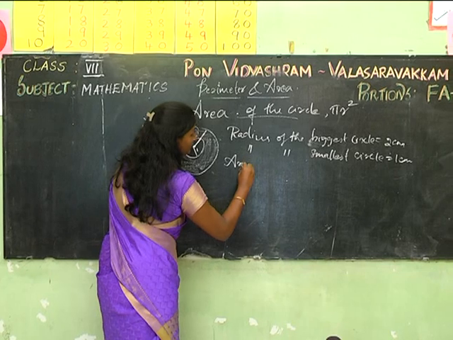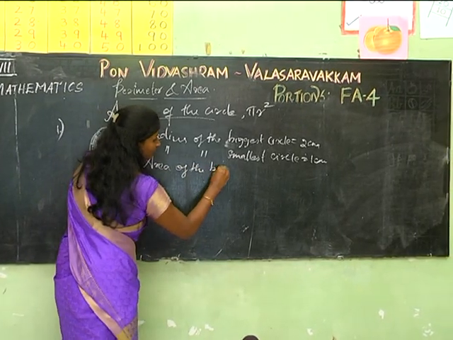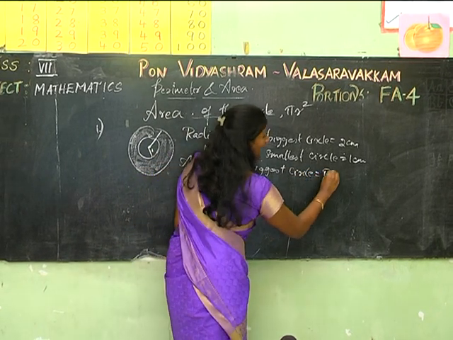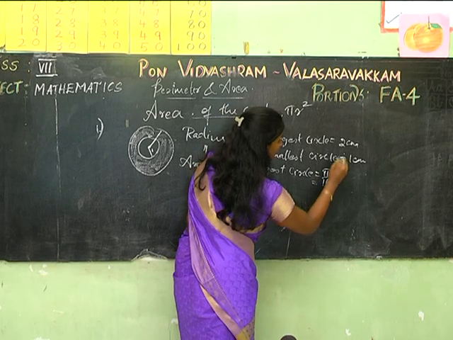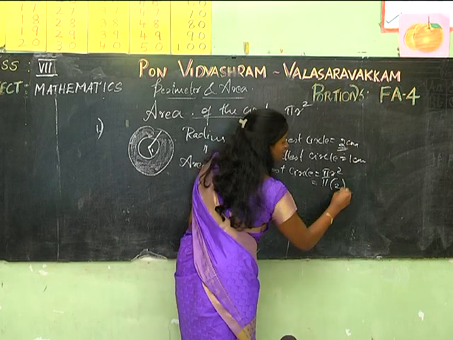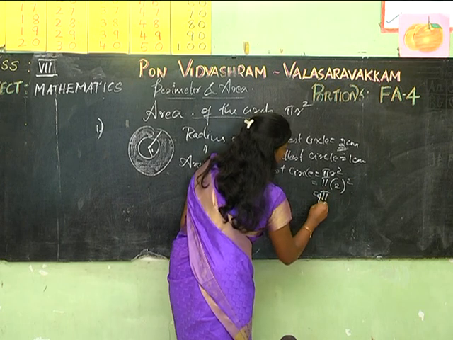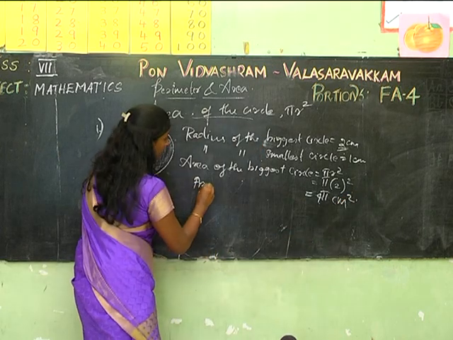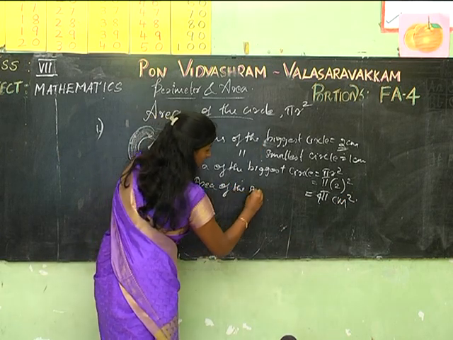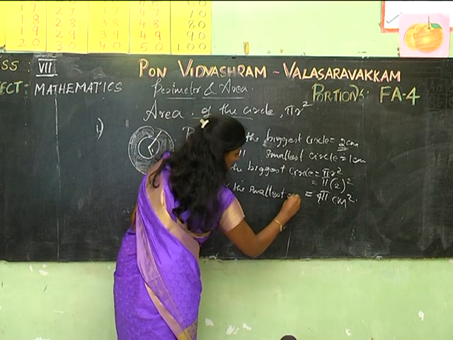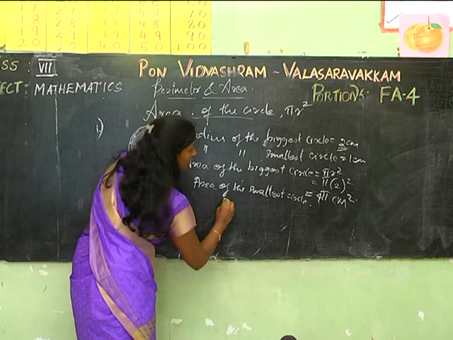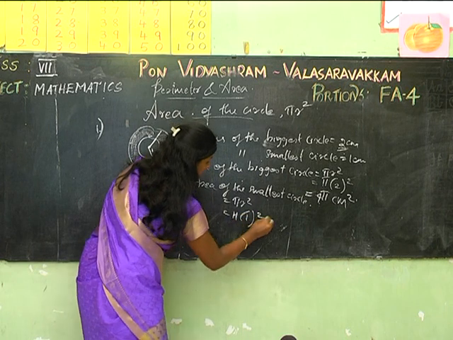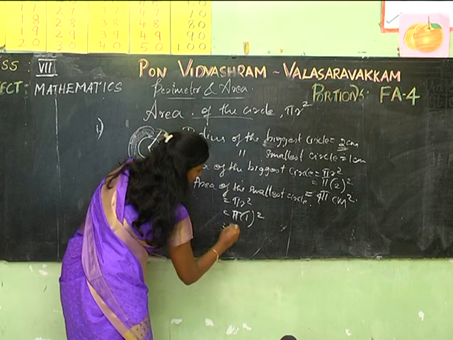So area of the biggest circle is equal to, area formula is pi r square, where here r for the radius for the biggest circle is 2, is equal to 4 pi. And the area of the smallest circle is given as pi r square, and here the radius of the smallest circle is given as 1 centimeter. So pi into 1, that is pi.